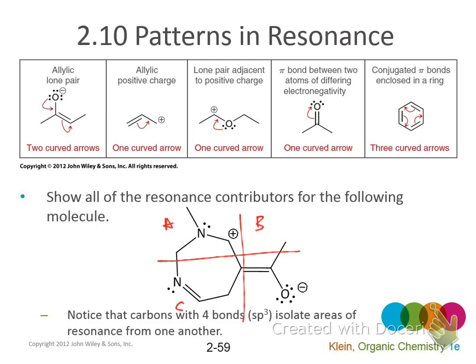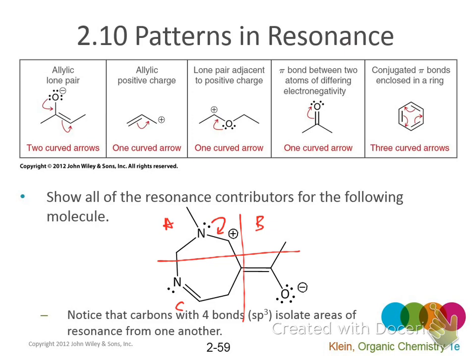What's the pattern in A? Lone pair next to a positive charge. Yeah, so what are you going to do when you move the electrons? You follow the pattern for a pair of electrons next to a positive charge. When you draw that final structure, that's one of the resonance contributors. You would just make that as another structure.